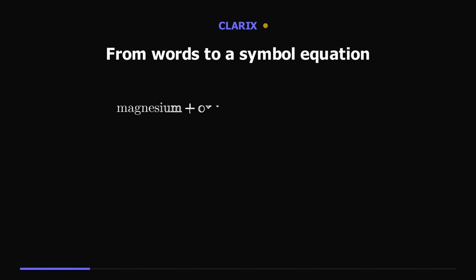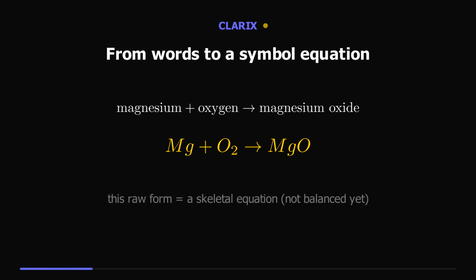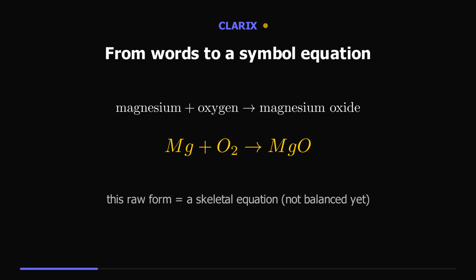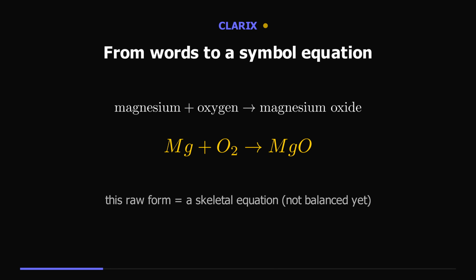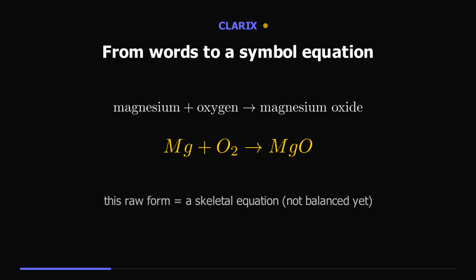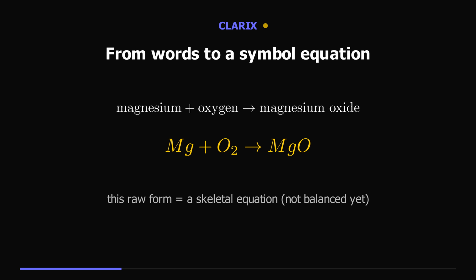We write a reaction as an equation. Start with a word equation. Reactants on the left, an arrow pointing to the products on the right. The arrow means gives or forms. Then replace the names with chemical formulae to get a symbol equation. For example, magnesium plus oxygen gives magnesium oxide. In symbols, that's Mg plus O2 gives MgO. That raw version is called a skeletal equation. Correct substances, but not yet balanced.